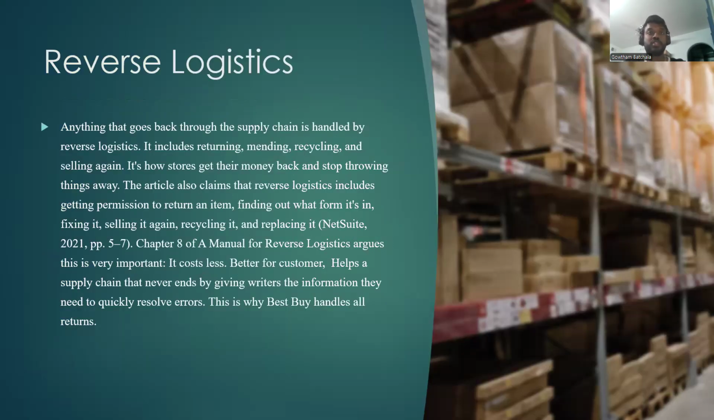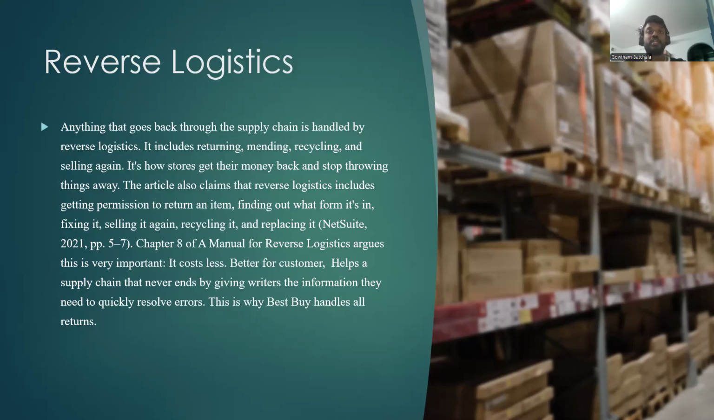So what does reverse logistics mean? Let me start with a quick explanation. Reverse logistics basically covers everything that happens when a product moves backwards in the supply chain. It includes returns, repairing, recycling, refurbishing, and reselling. In the direct flow, the product goes from the manufacturer to the customer, but in the reverse flow, it goes back from the customer to the store or to the warehouse.